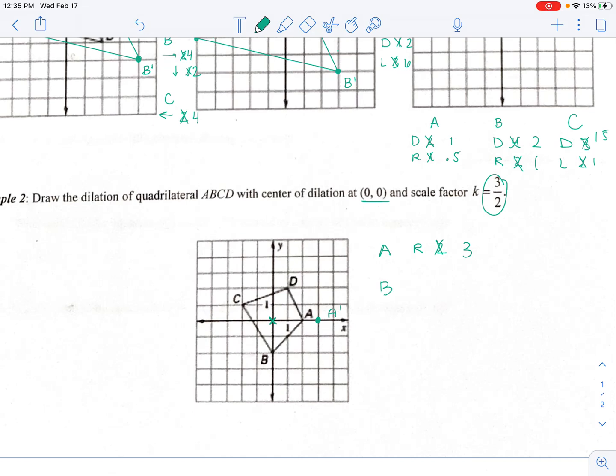For B, I go down 2. So I'm going to take 2 and multiply it by 3/2 again, and I get 3. So I'm going to go down 3. For C, I go up 1 and then to the left 2. So for up 1, I'm going to take 1 times 3/2, which would just be 1.5. And then I'm going to take 2 times 3/2, which is 3. So I'm going to go up 1 1/2 and then over 3. And that will be C prime.